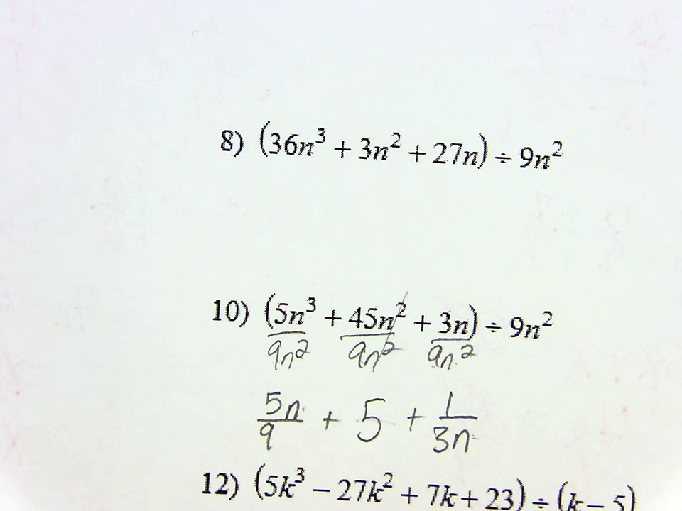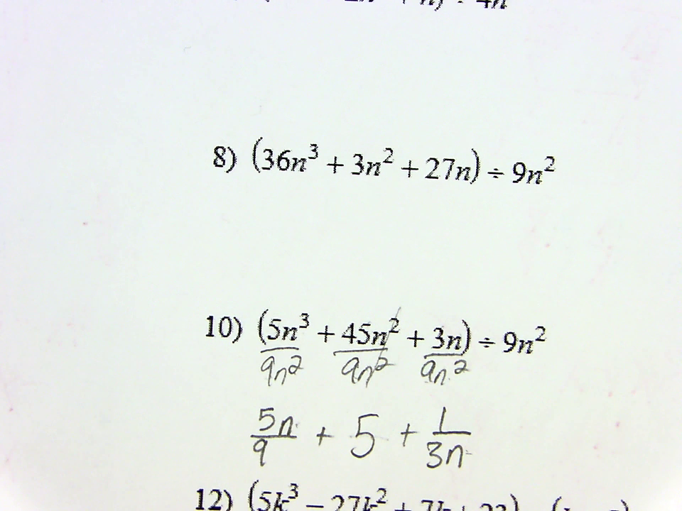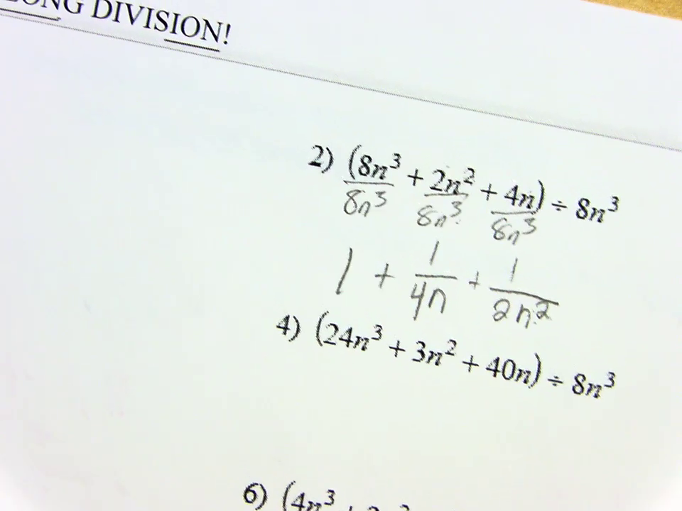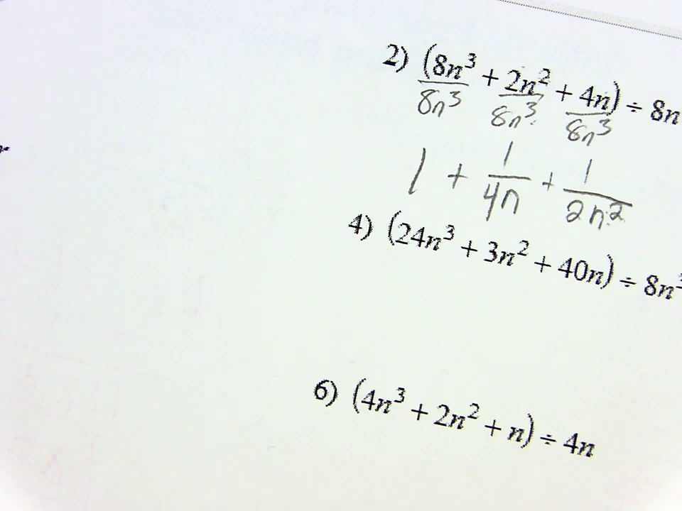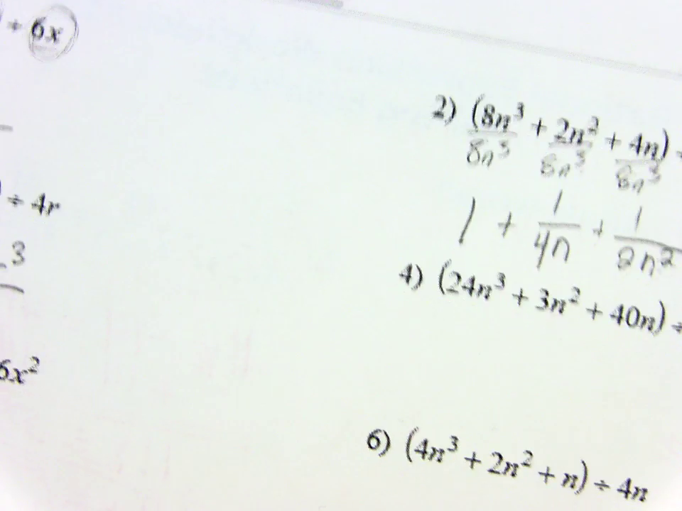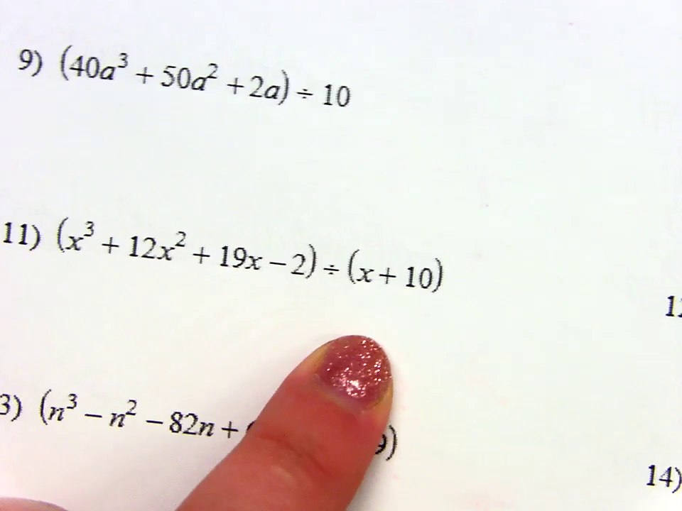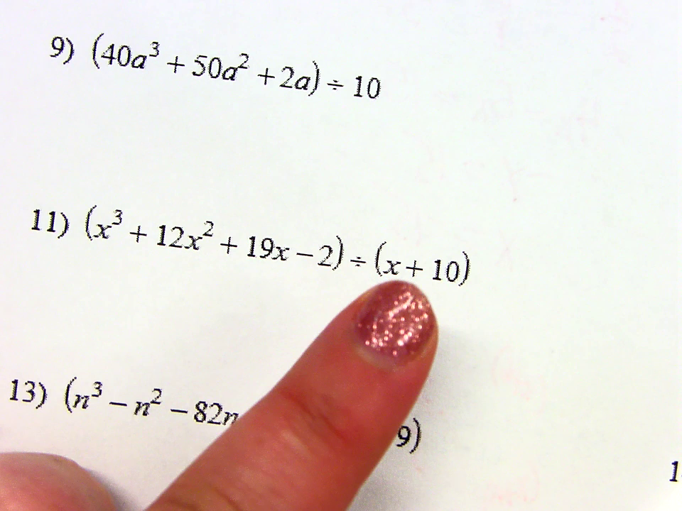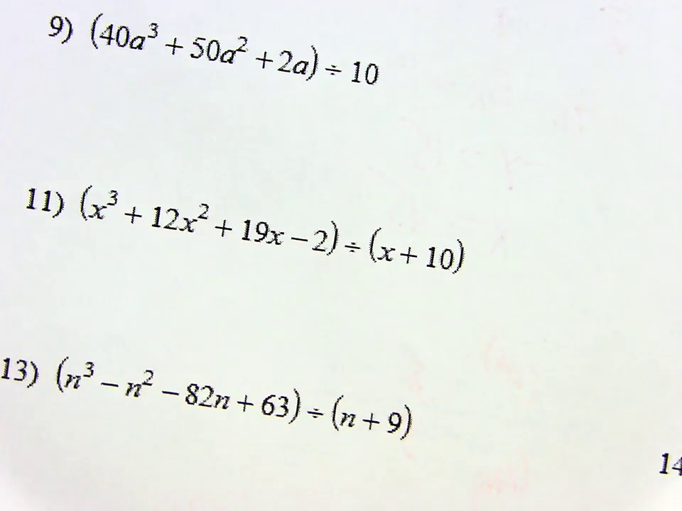Okay. So that is how you divide a polynomial by a monomial. And it doesn't matter how many terms you have. You could have 4 terms, 5 terms, it doesn't matter. You just divide each one of them by your monomial, and you're done. Starting at 11, it's different. Because now if you look at starting with 11, you're not dividing by a monomial anymore. You're dividing by a binomial, and that's different. That's what we're going to do next.